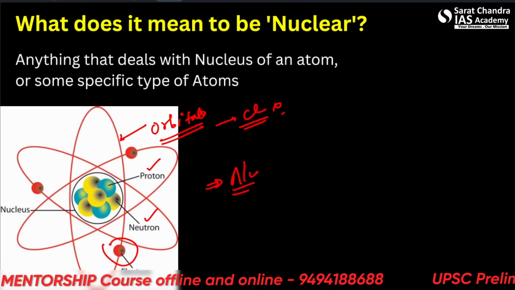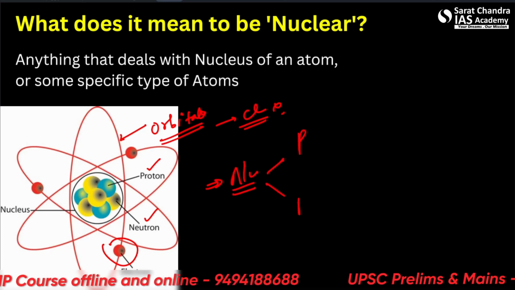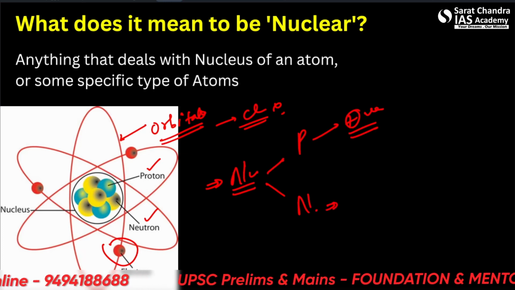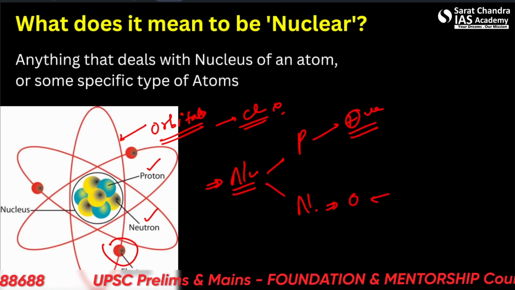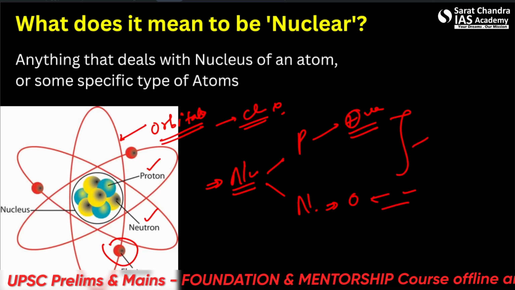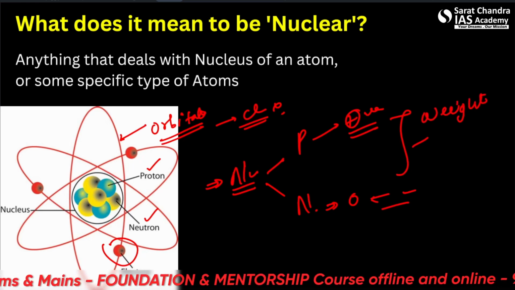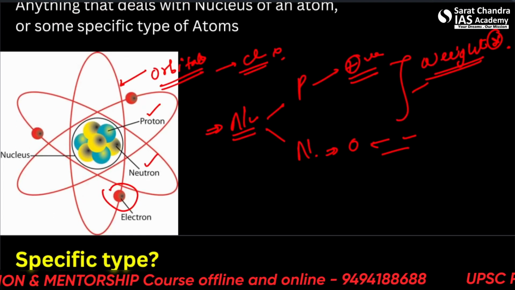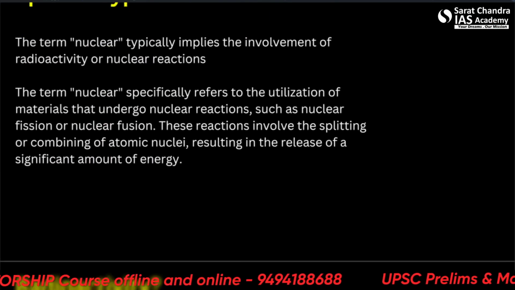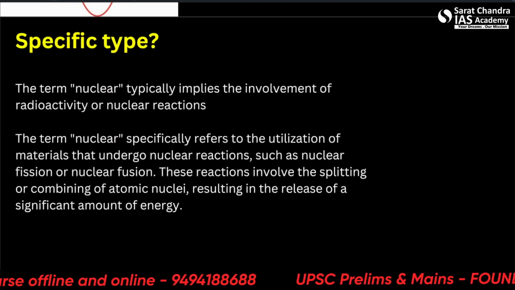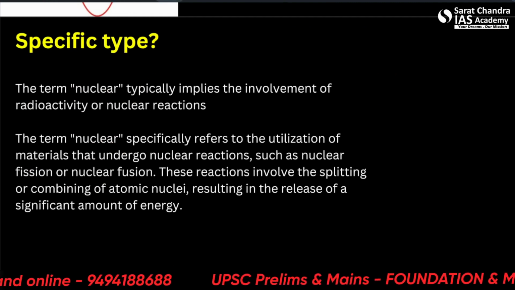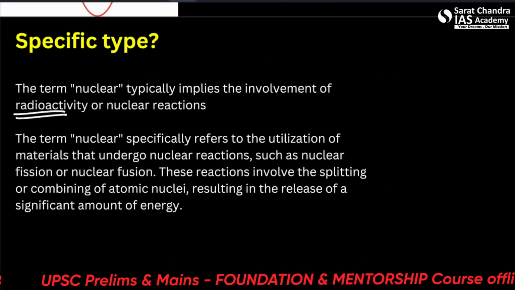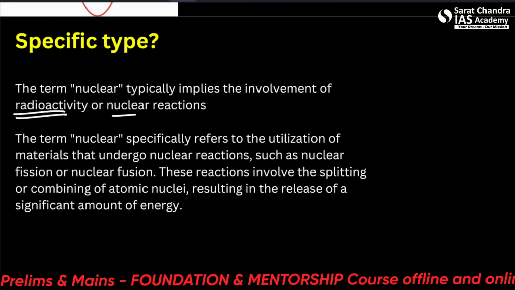So the nucleus contains both protons and neutrons. Protons are positively charged particles and neutrons are neutral, zero charge particles, but they have the same weight. Alright, let's further move to the specific type of atoms. So the term nuclear typically implies the involvement of radioactivity or nuclear reactions. Let us see what radioactivity means.